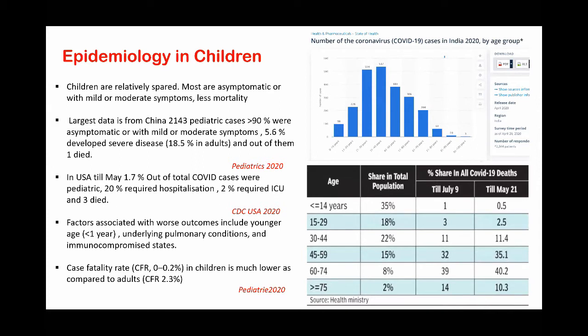Now, factors which worsen the outcomes: in younger children, it is children less than 1 year. All over the world, they have seen that the infants are badly hit, and they are the ones who are getting more sick. Also any child having underlying pulmonary conditions or any immunocompromised states. And the case fatality rate is also less in children as compared to adults. This is our data till July 9th, and you can see that in those less than 14 years, the share of deaths in India is about 1%.